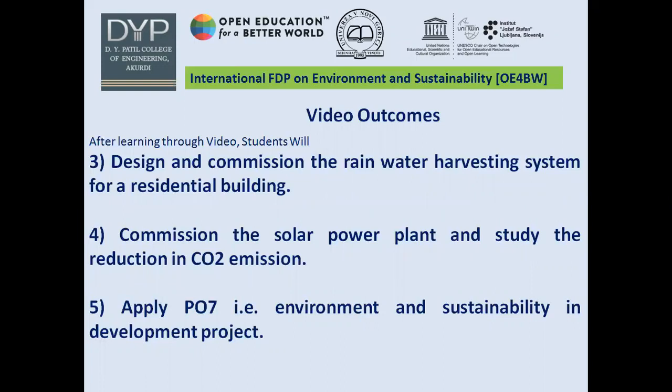They will be motivated to commission a solar power plant and study the reduction in CO2 emission. And the basic objective of this workshop is how we can meet PO7 of the engineering curriculum, that is, program outcome number 7 regarding environment and sustainability in development projects. So students will apply this particular PO of the engineering program in various engineering development projects.